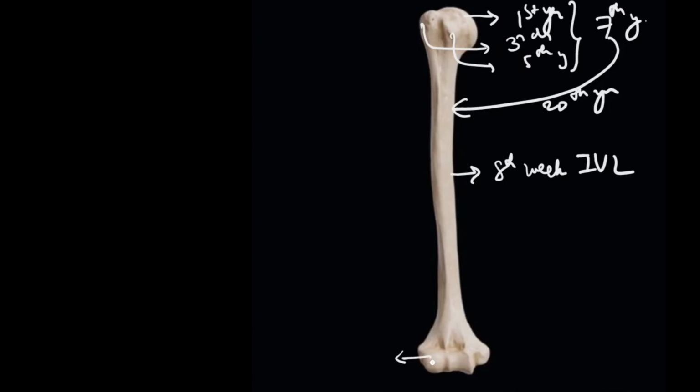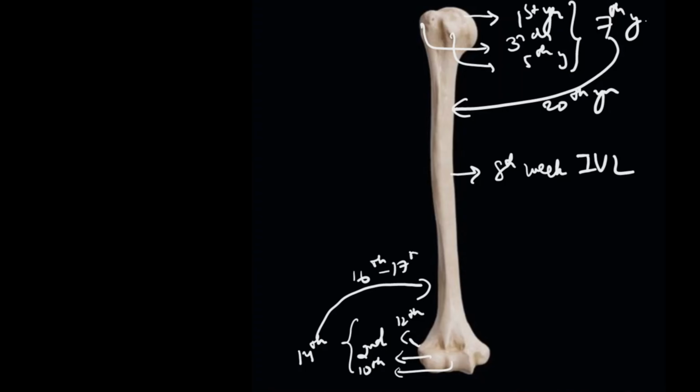Coming to the lower end, there are 4 secondary centers. One for the capitulum appears during the 2nd year of life. Then for the trochlea during the 10th year of life, and for the lateral epicondyle during the 12th year of life. All these 3 will fuse during the 14th year of life and ultimately fuse with the shaft during the 16th to 17th year of life.